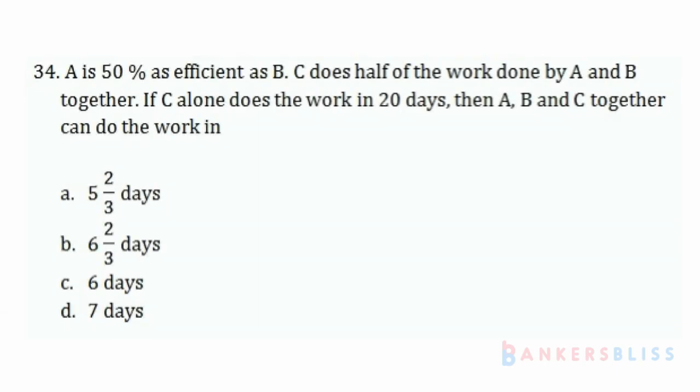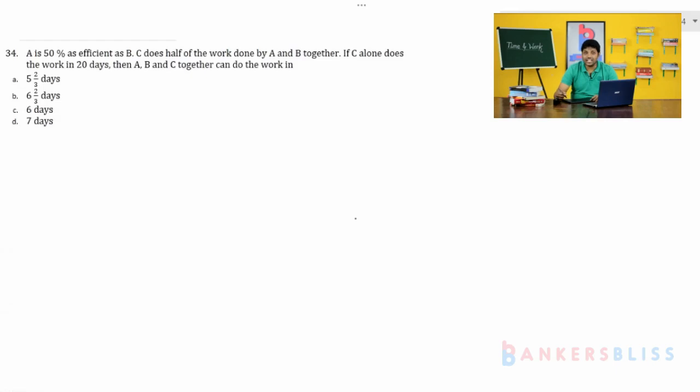See here, problem number 34. A is 50% as efficient as B. C does half of the work done by A and B. If C alone does the work in 20 days, then A, B and C together can do the work in how many days? See, this type of problem is frequently asked in your PO exam. So please concentrate properly.